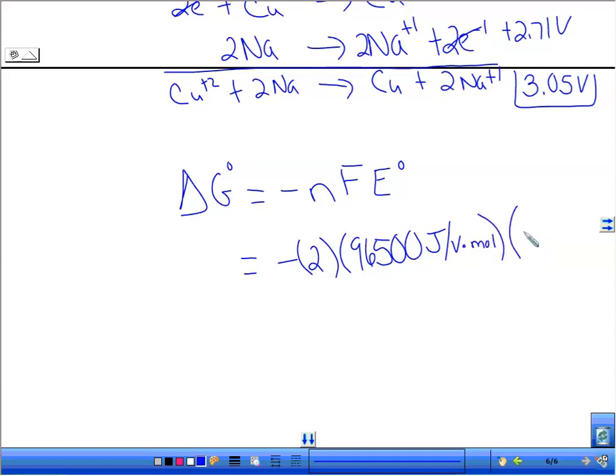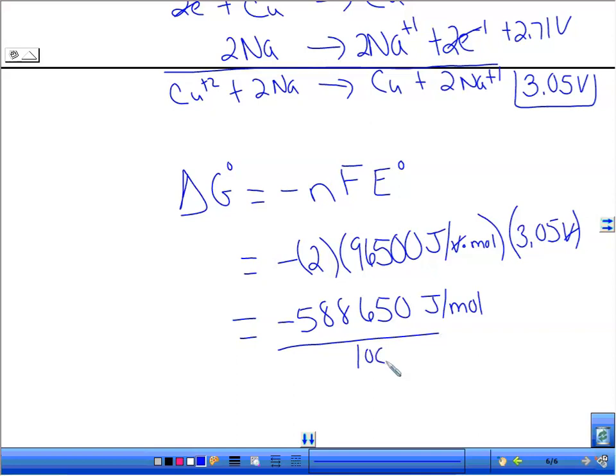And then we're going to have our voltage, which is 3.05 volts. And we're just going to multiply those together. Let me get my calculator because I don't have this written down. -2 times 96,500 times 3.05. We get a really large number, 588,650. If we look at the units canceling, volts is going to cancel. You're going to be left with joules per mole. But Gibbs is actually measured in kilojoules, and so you have to divide this answer by 1,000.